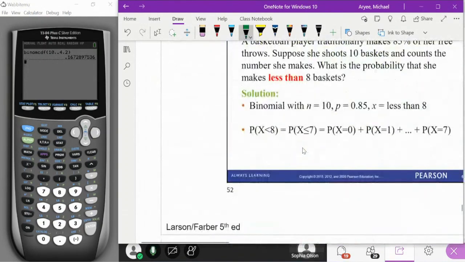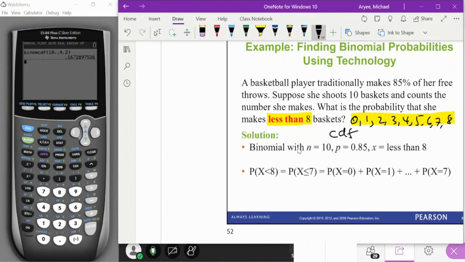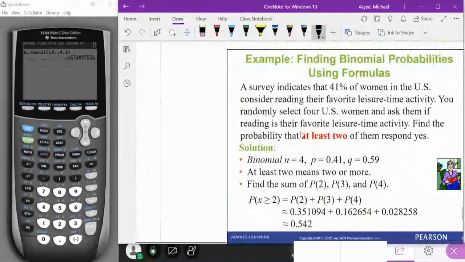No, sometimes the question may say at least, less than. Okay, so I know my time is almost gone, but if you have a question like this that says less than 8, less than 8 means 0, 1, 2, 3, 4, 5, 6, 7, 8. So if you're using PDF, it will take you a long time. As long as the value is from 0 to the number, you are better off just to do CDF. All right. I'm just trying to point out a few things.